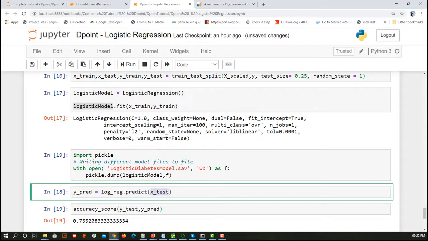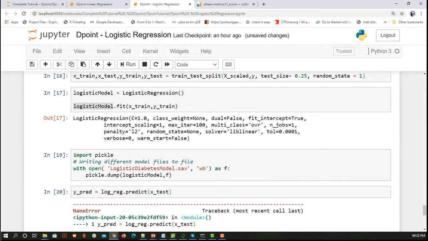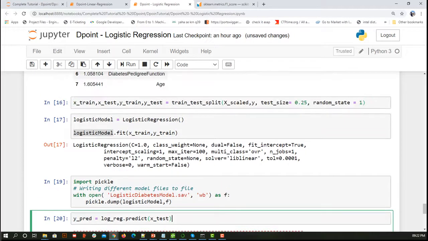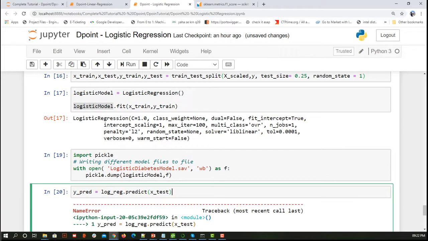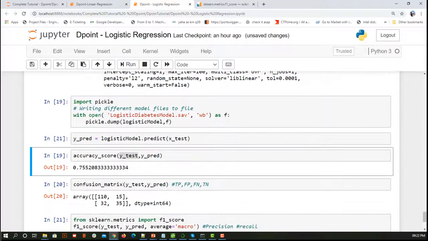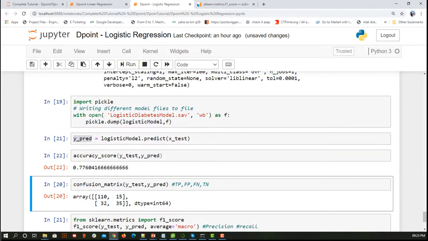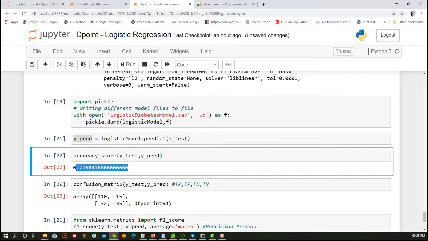This is my x test which I am going to use for predicting, and out of that I get my predicted value, and I compare my predicted value with the actual value. Sorry, my bad, this is the model. So I got the predicted value and I have the actual value, so I can see how much I have classified correctly. It's 77%. So this much percentage of data I have correctly classified.